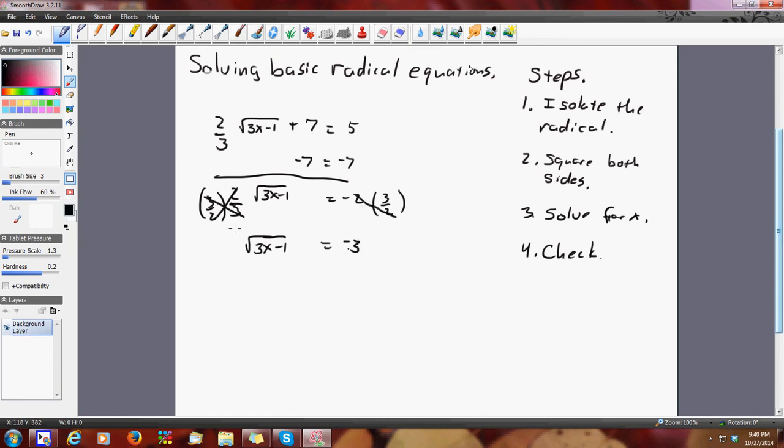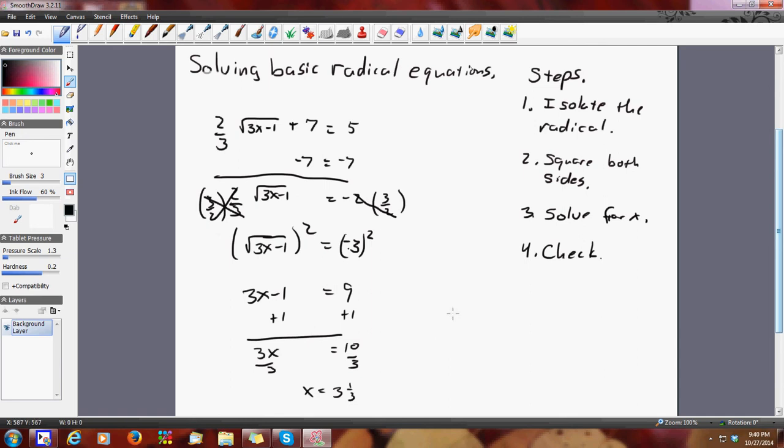And now I square both sides. You have to be careful here because now I get 3x minus 1 equals 9. Add 1, I get 3x equals 10. Divide by 3, divide by 3. X equals 10/3 or 3 1/3.